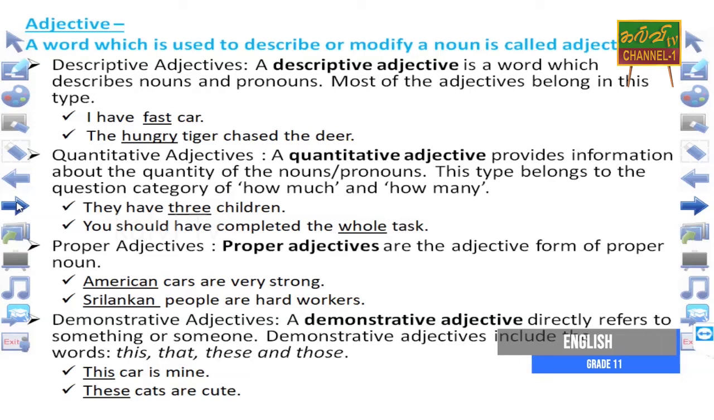And demonstrative adjective. A demonstrative adjective directly refers to something or someone. Demonstrative adjectives include the words this, that, these and those. These words are demonstrative adjectives. If you look at the example, this car is mine. The car is described by this. These cats are cute. Cats are described by these. So these are the adjectives.